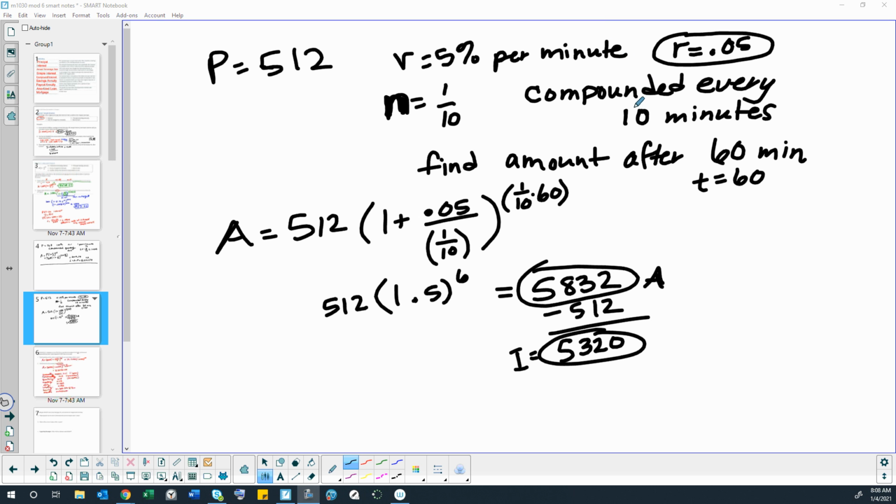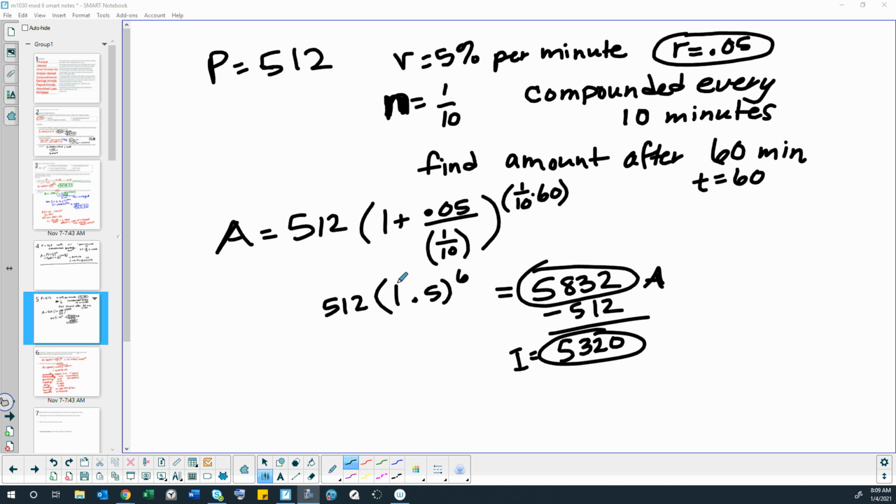like it usually is. So then we're finding the amount after 60 minutes, so let's go ahead and call time 60. So instead of using years, we're doing everything in terms of minutes. So then we plug it in, principal times 1 plus rate divided by n to the n times t power. So 0.05 divided by 1/10 is the same thing as 0.05 times 10, which is 0.5. So that gives us 1.5 inside the parentheses here. And then 1/10 times 60 would be 6.